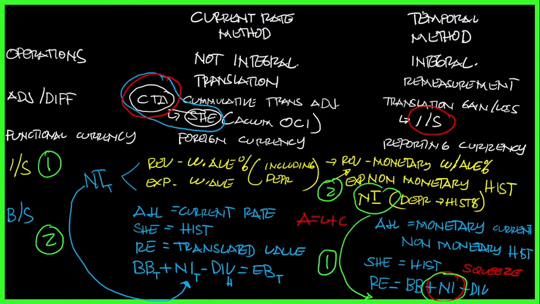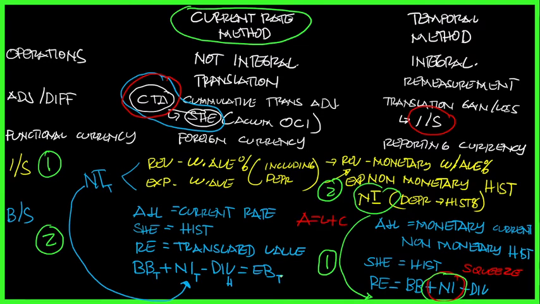Ngayon, pwede mong kalimutan lahat ito. Sorry, diniscuss ko pa. Bakit kailangan mong kalimutan yan? Kasi ngayon, ang ginagamit na lang natin is the current rate method in translation. Sir, bakit mo pa diniscuss? Kasi there are some books whose problems are not yet updated. Kinopya sa mga lumang libro wherein gumagamit pa sila ng temporal method, integral, not integral, ganun. So are we saying that this part right here is totally useless? Hindi naman.